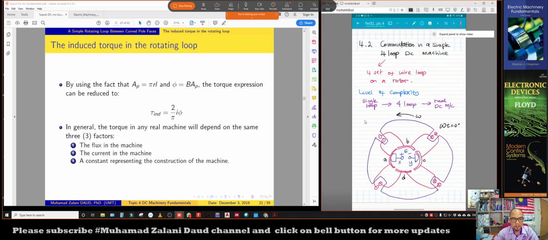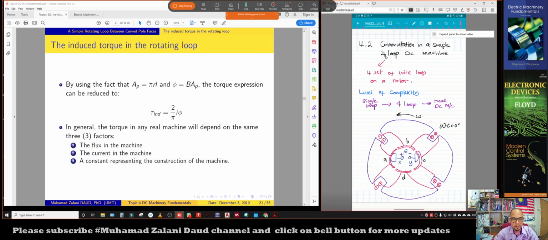Next, I'm going to talk about the commutation in a simple four-loop DC machine. I hope that we can finish all of this discussion up to 4.2 today. We have discussed the voltage induced and also the torque induced for the DC machine, right? Now I'm going to talk about a simple four-loop DC machine.